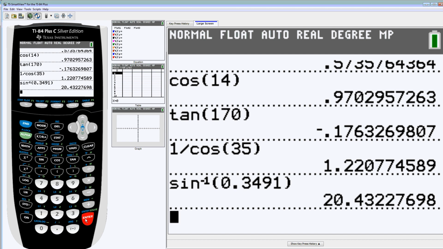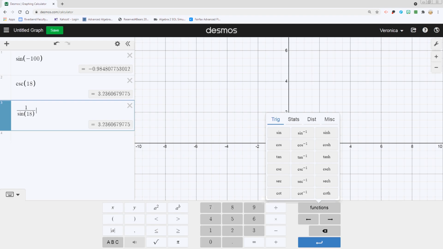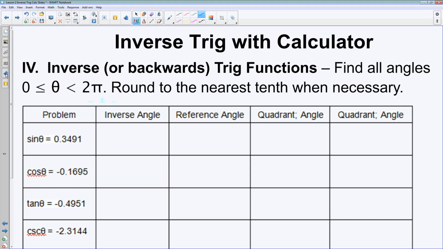On Desmos, remember I already showed you that you can use the buttons here if you so desire. You can also type it. You can do sine and then you go shift 6 and it gets you up to that top, so -1, and then you just put in again the number that you have. And we get the exact same thing. So however you do it is fine by me. Just make sure you're comfortable getting those numbers.